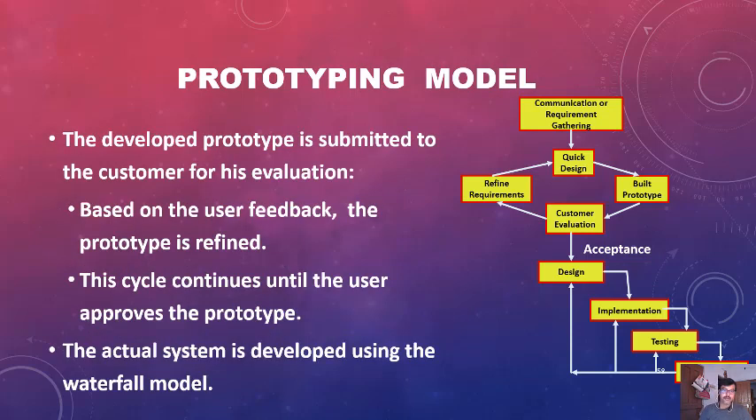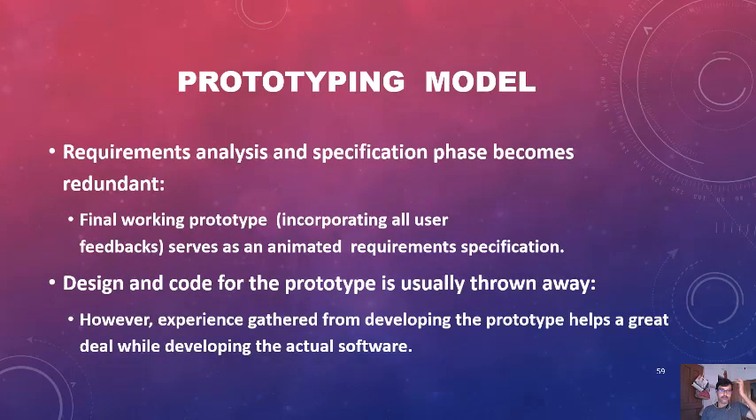The developed prototype is submitted to the customer for evaluation. Whatever you developed, the customer will evaluate it. Based on its feedback, the prototype is refined. This cycle continues until the user approves the prototype. When the user actually approves the system, then you gather all the requirements. The actual system is developed using the waterfall model, the next stages.